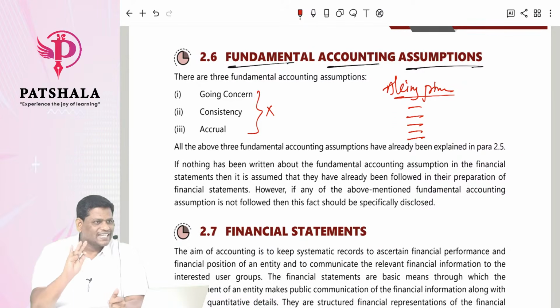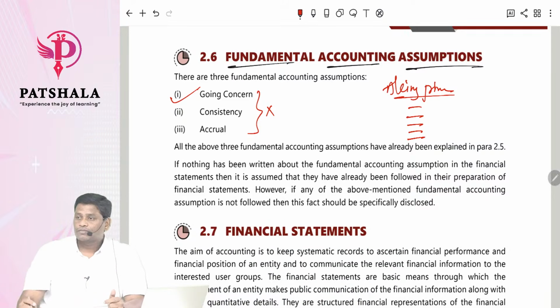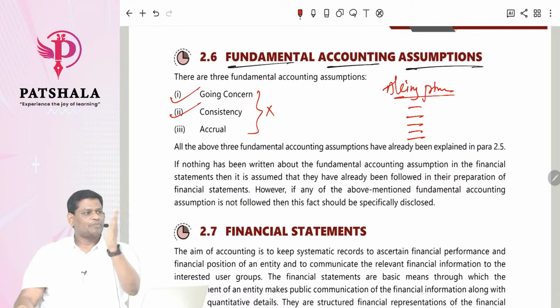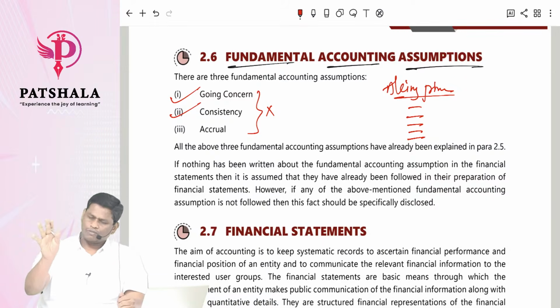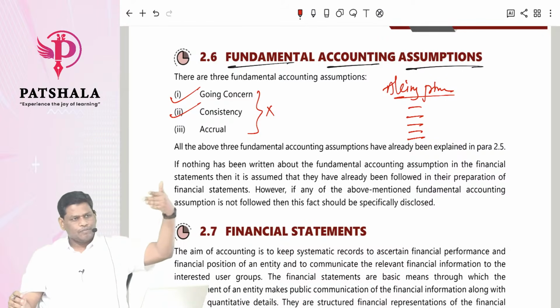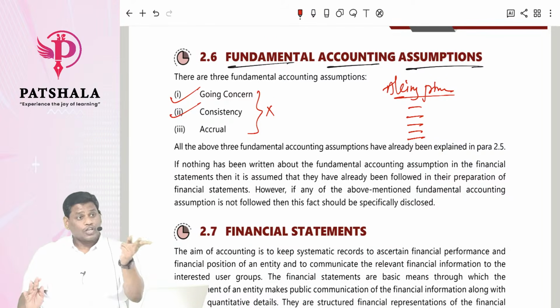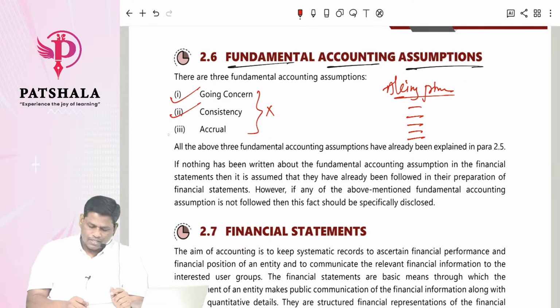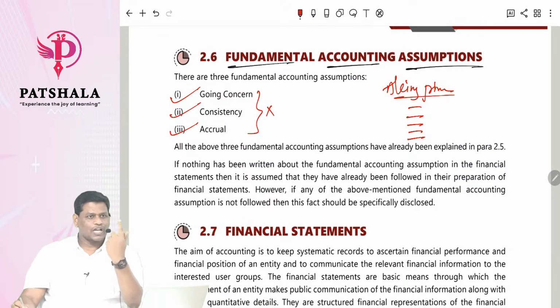Out of the 13 we discussed, 3 are basic fundamental accounting assumptions. First, going concern: business is assumed to continue for a long period of time. If you are going to shut down tomorrow, tell me; otherwise don't. Second, consistency: number of methods are there, whichever you select, I'll assume you followed the same last year, the year before, and this year. If you are not following, tell me. Last, accrual: two methods of accounting, accrual and cash. Which will you follow? If nothing is said, accrual.